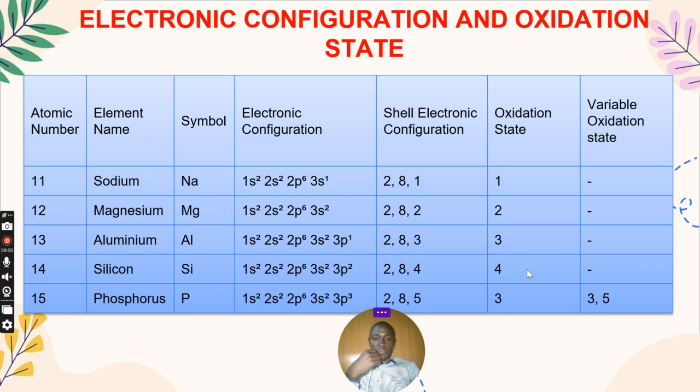Silicon, like carbon, can be +4 or -4 because the chances are the same. And then phosphorus can be -3, I did indicate that here. And then can also be +3 at some point, can be +5. Those are exceptions. Very, very important. Please do take note of them.